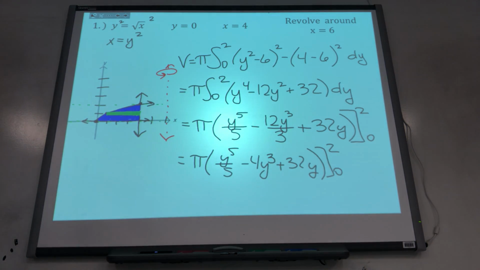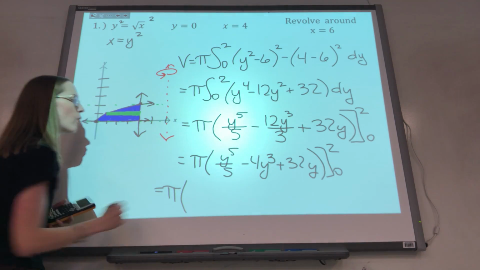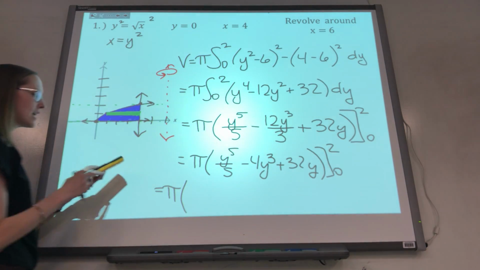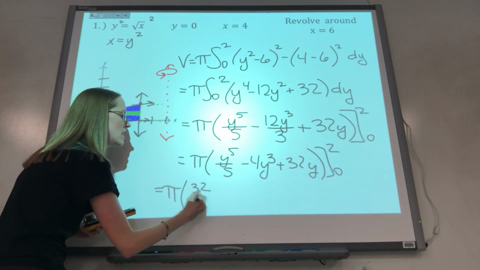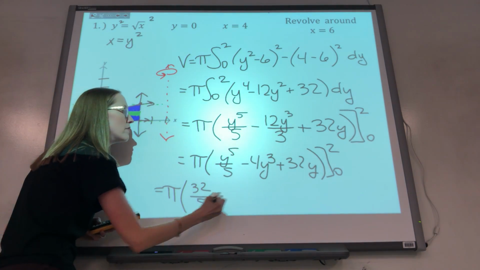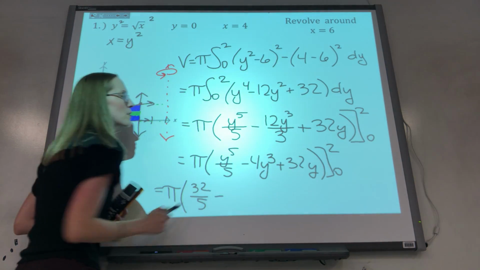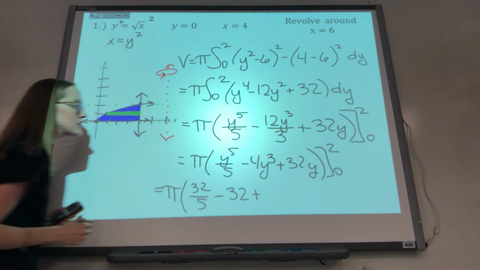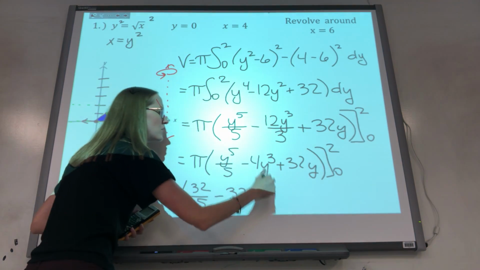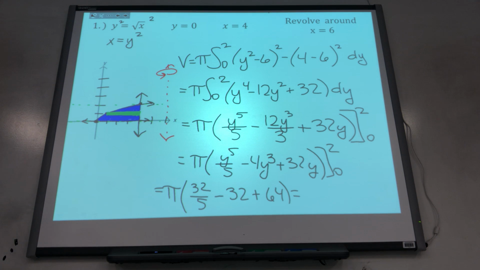And we've gotten pretty lucky recently. Our lower bounds a lot of times are 0, not always. But plug in a 2. 2 to the 5th is 32, so that's 32 fifths. Minus 2 to the 3rd power is 8. 8 times 4 is 32. Plus 2 times 32 is 64.